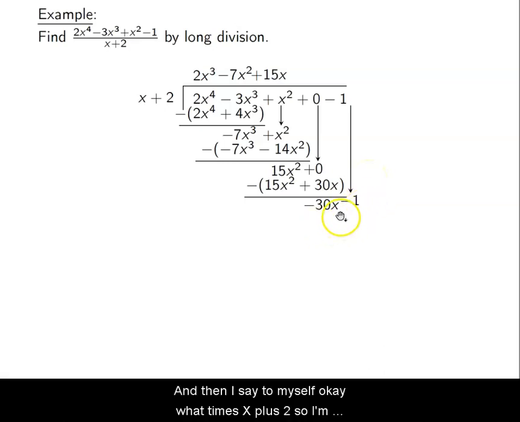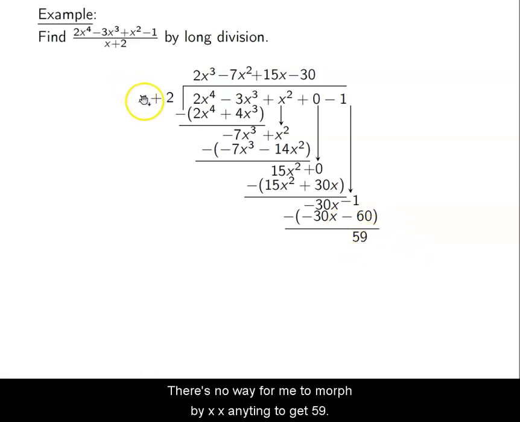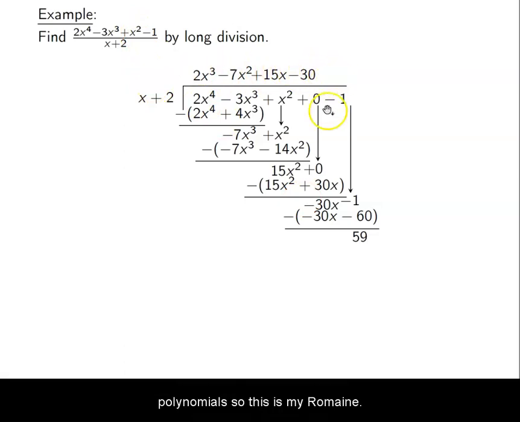Okay. And then I say to myself, what times x plus 2? So I'm only looking at x. What times x can give me a negative 30x? Negative 30. Okay, so multiply the whole thing. 2 times negative 30 is negative 60. These cancel. Minus 1 minus a negative 60 gives me a positive 59. There's no way for me to multiply x times anything to get 59, right? Unless it's 1 over x, but we don't do that for polynomials. So this is my remainder.